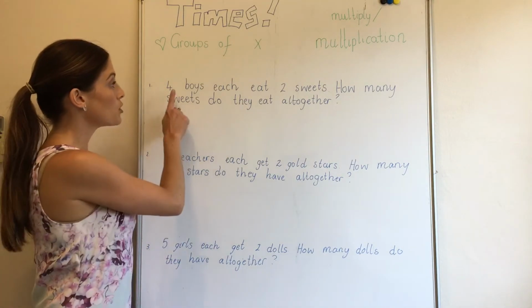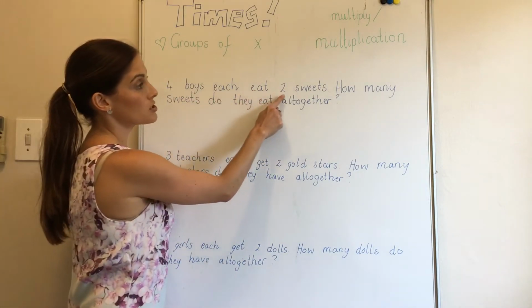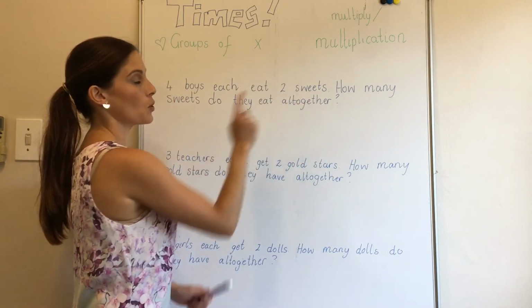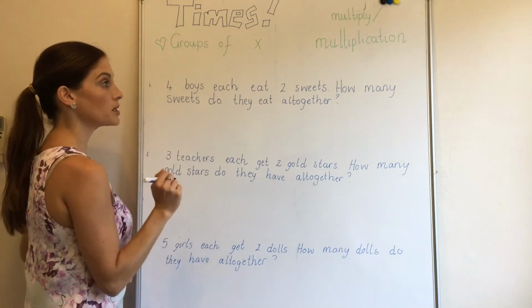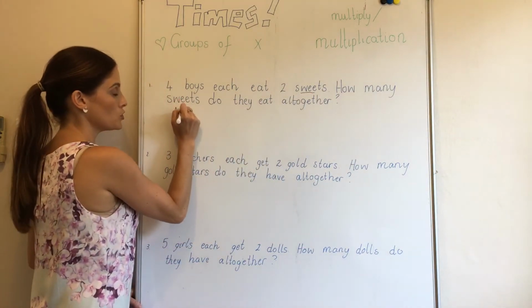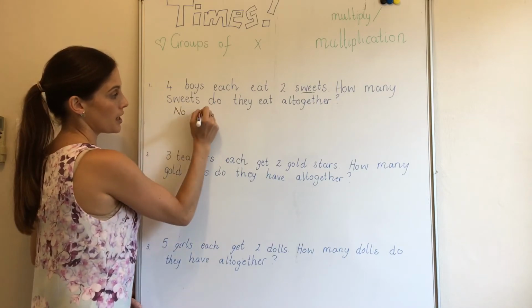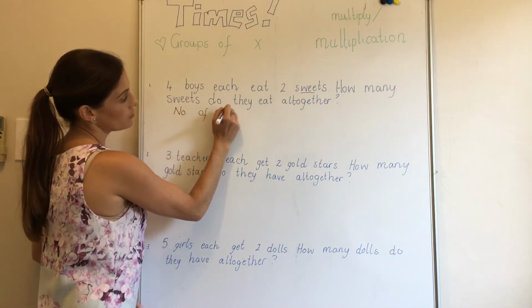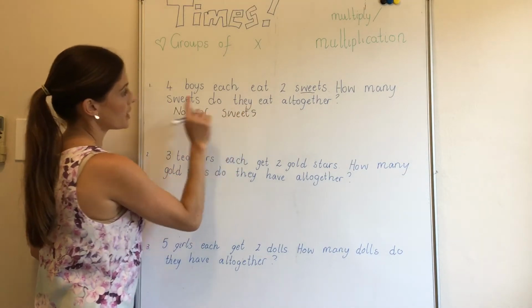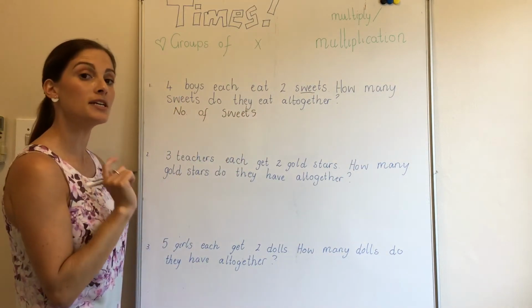Number 1, 4 boys each eat 2 sweets. How many sweets do they eat altogether? So the first thing we're going to say is we're talking about sweets. So we're going to say no for short for number of sweets. Now it's 4 boys each eat 2 sweets.